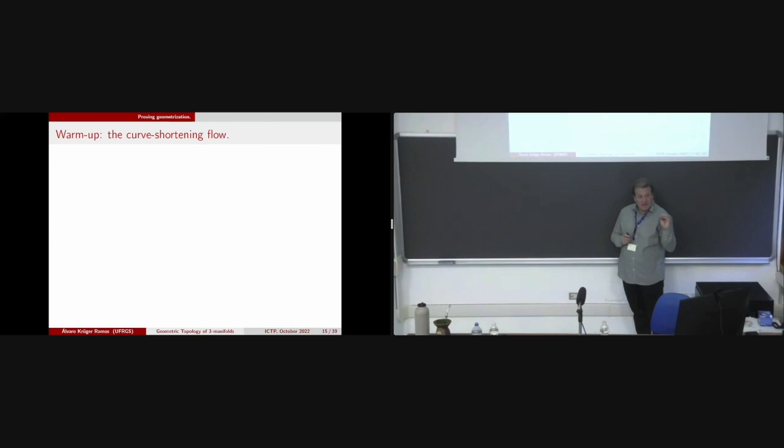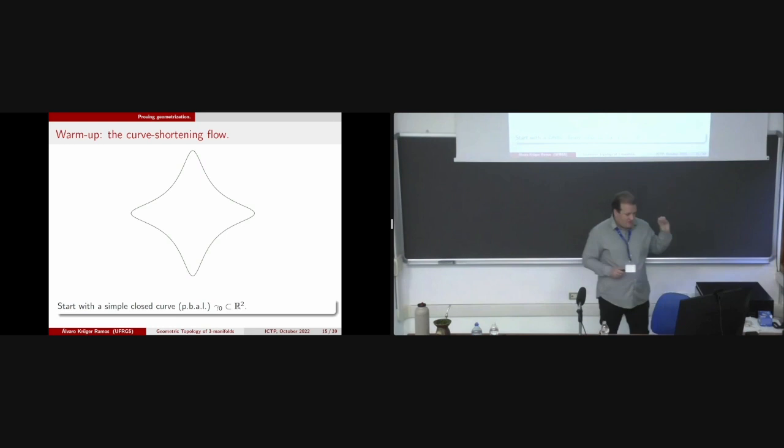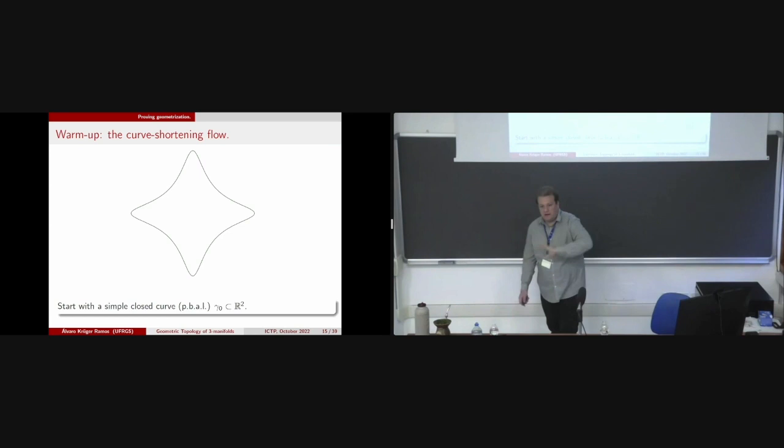Warm up: curve shortening flow. Start with any simple closed curve in R2. Any simple closed curve, no intersections, and call it gamma zero.